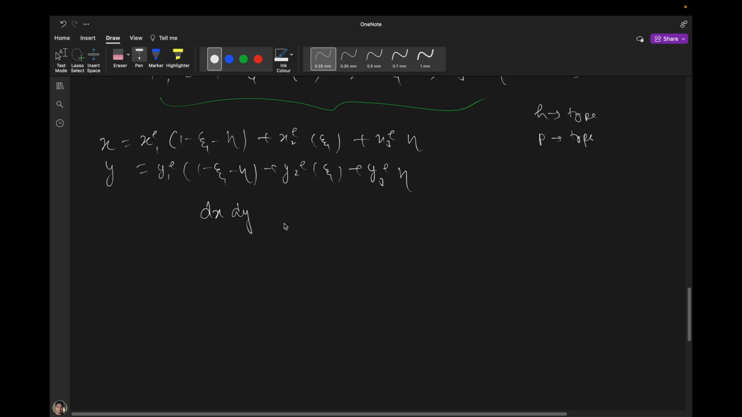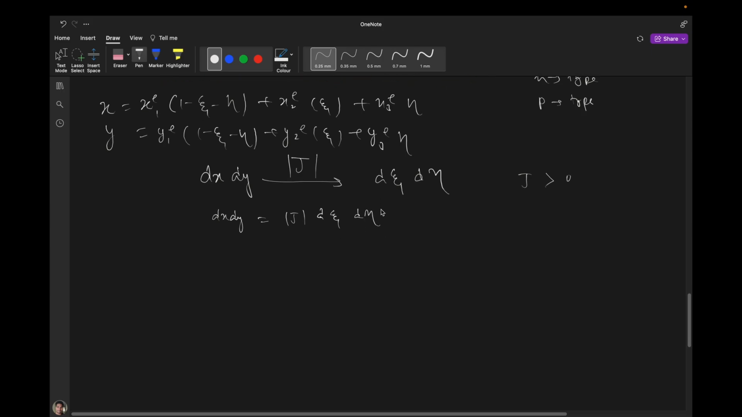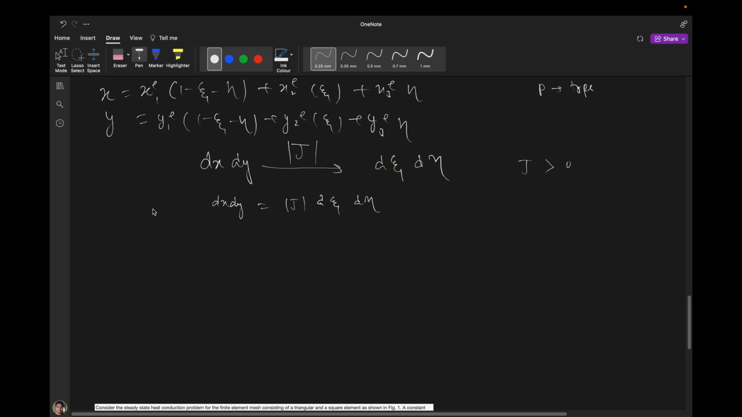So first we need to convert dx dy into d xi d eta, and from the previous class we already saw that the determinant of the Jacobian can do that, which means dx dy can be written with the Jacobian. We already know the Jacobian should always be greater than 0, otherwise it is not possible. There is no need to write the modulus or the determinant of J, it is always positive if we are taking proper meshing. So dx dy can be written as the Jacobian times d xi d eta.